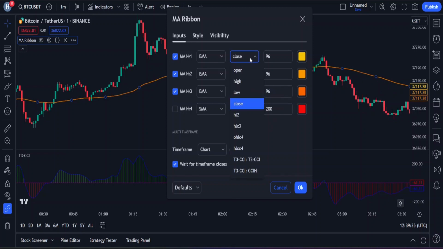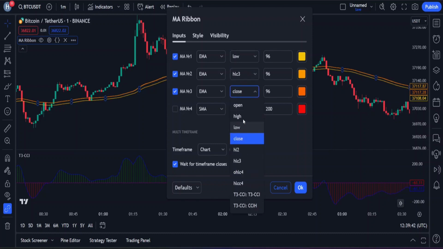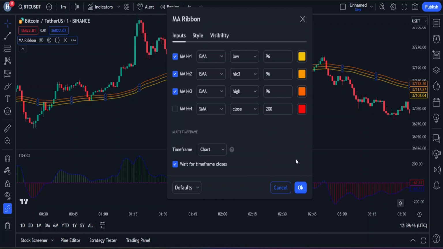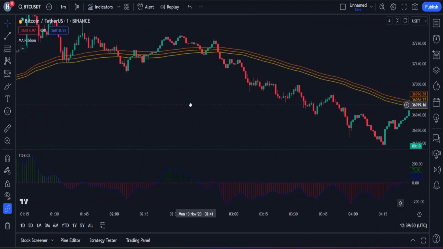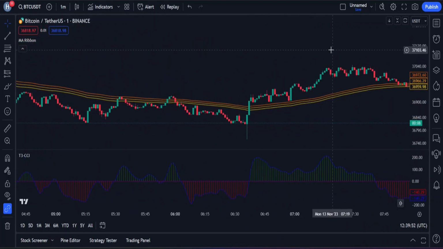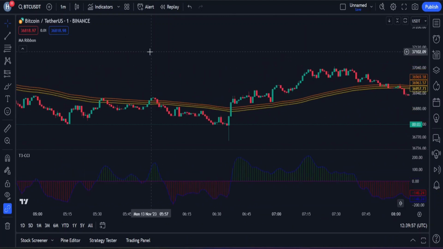After that, we will change the first EMA to low, the second one to HLC3, and the third one to high. Now please make sure you follow these settings for good results. After this is done, we will click OK. And now our chart is completely set. So first of all, let's see how we will get buy and sell signals from these indicators.